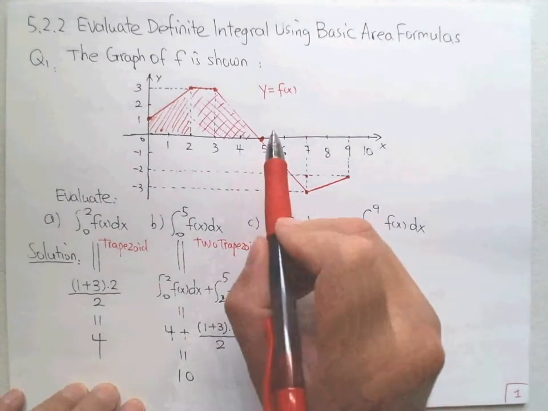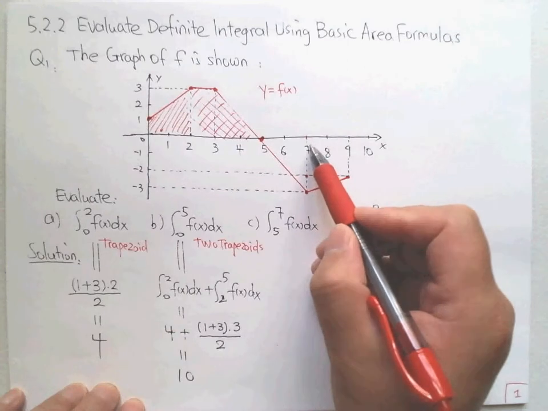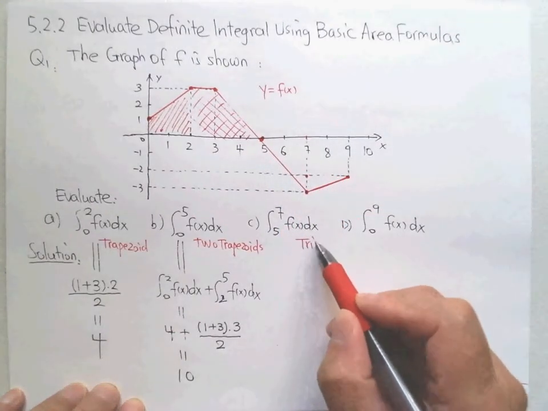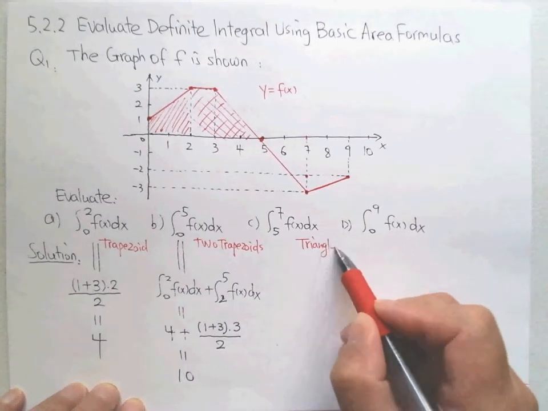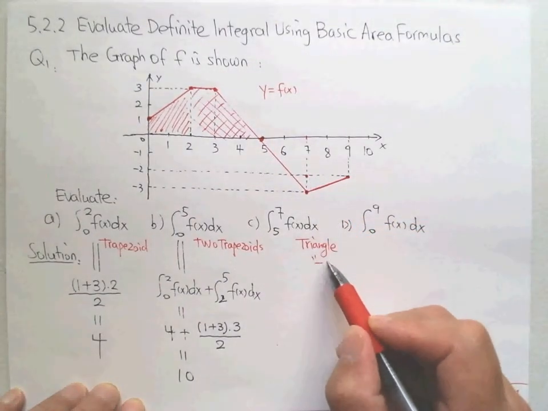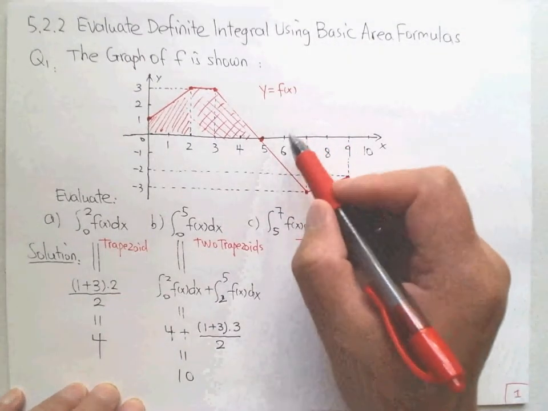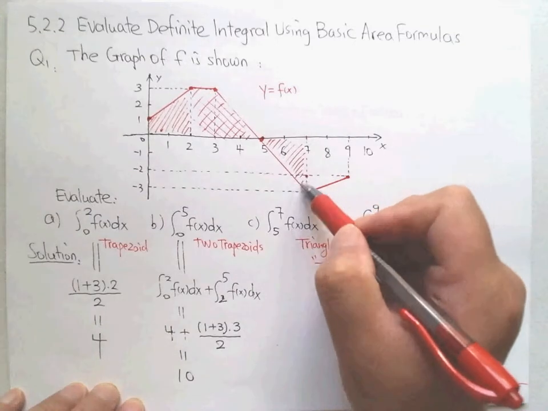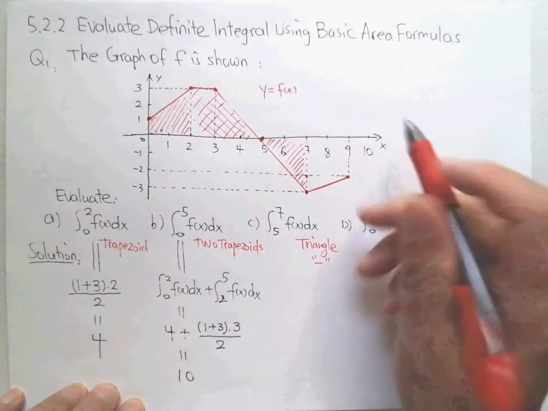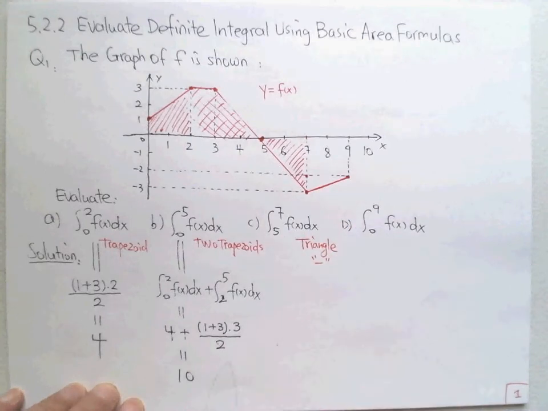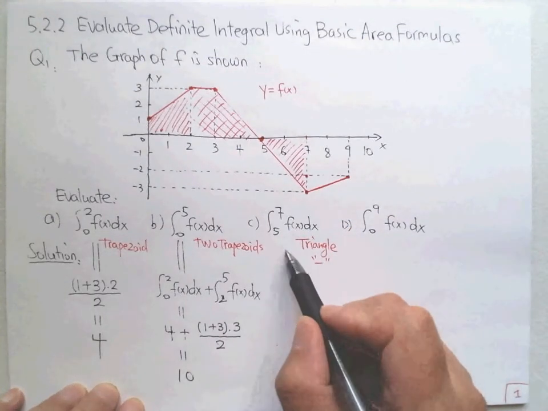From 5 to 7 is a triangle, right? This is easy, just the triangle shape. But be careful, this should be negative. Why? Because this part, if I highlight the triangle, is below the x-axis, the height is negative, so this is a negative integral.